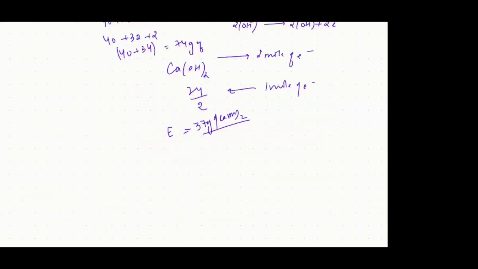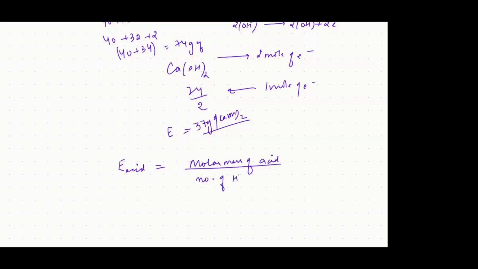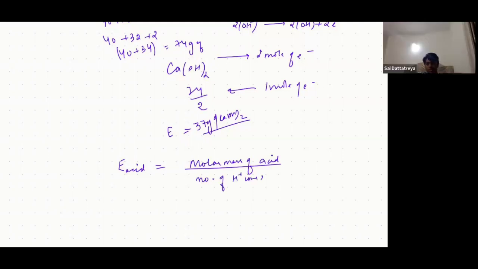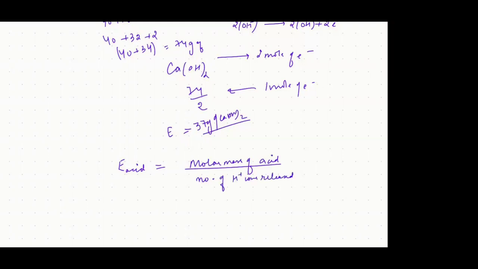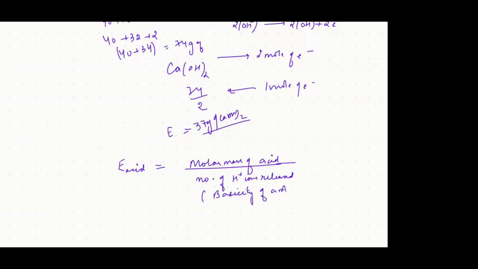They would say that the equivalent mass of an acid is equal to the molar mass of the acid divided by the acidity, the number of H plus ions released, which you also call the basicity of an acid. Then acidity of a base. Yeah, acidity of an acid.